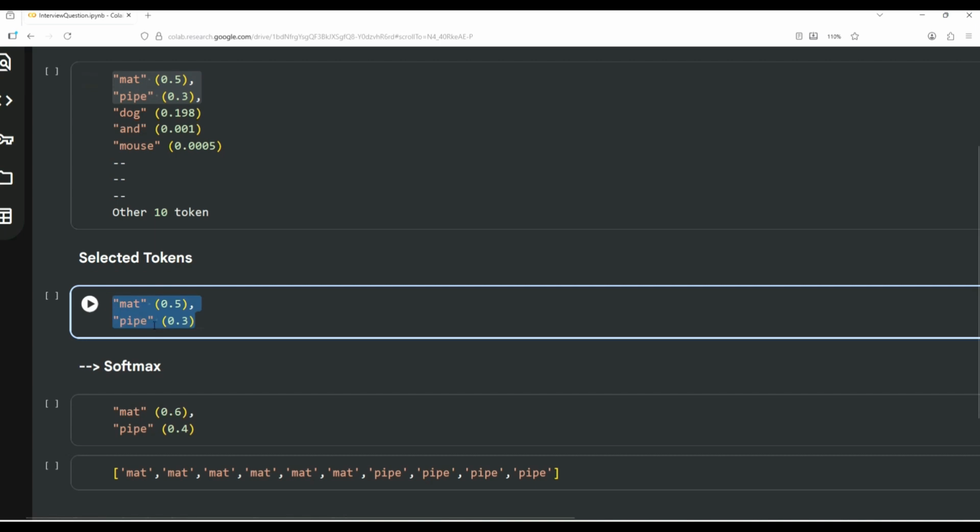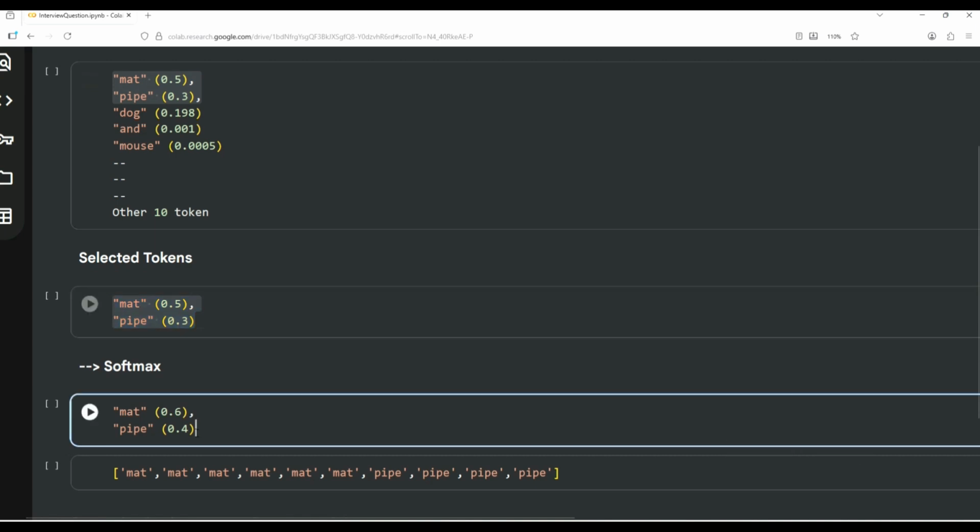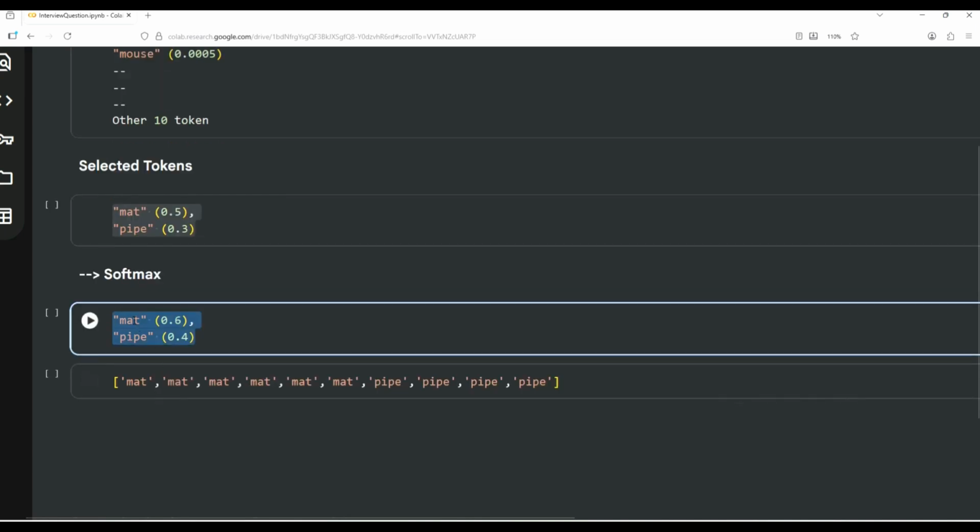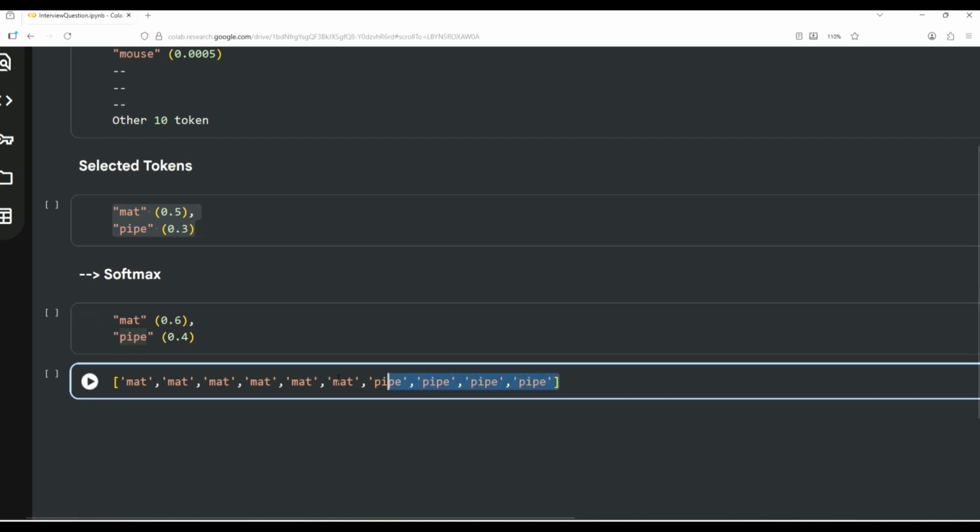Now again, since these probabilities are not normalized, we'll put these tokens inside softmax and after that we'll get the normalized probabilities, right? What these probabilities are saying is that mat has a 60% chance to become your next token and pipe has a 40% chance. And we follow the same process as we did with top k. We create a separate list in which we put mat 6 times and pipe 4 times, then we select one token randomly and that token will become your next token. So this is how the top p parameter works.